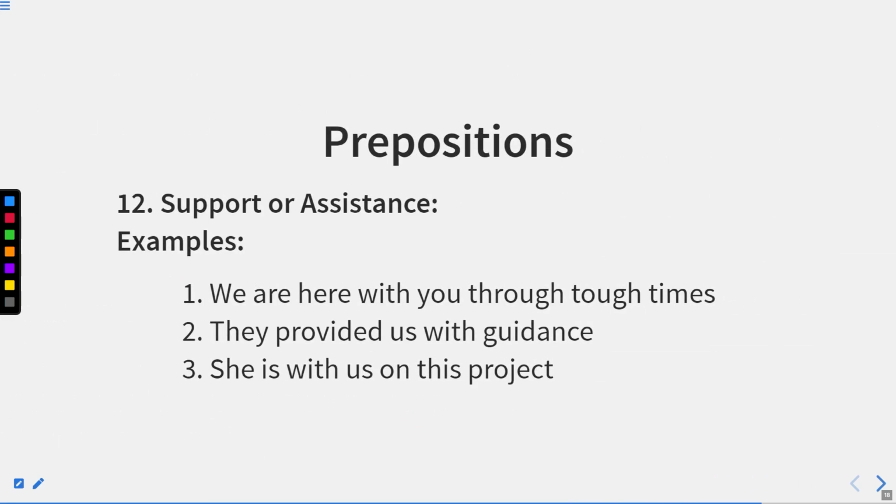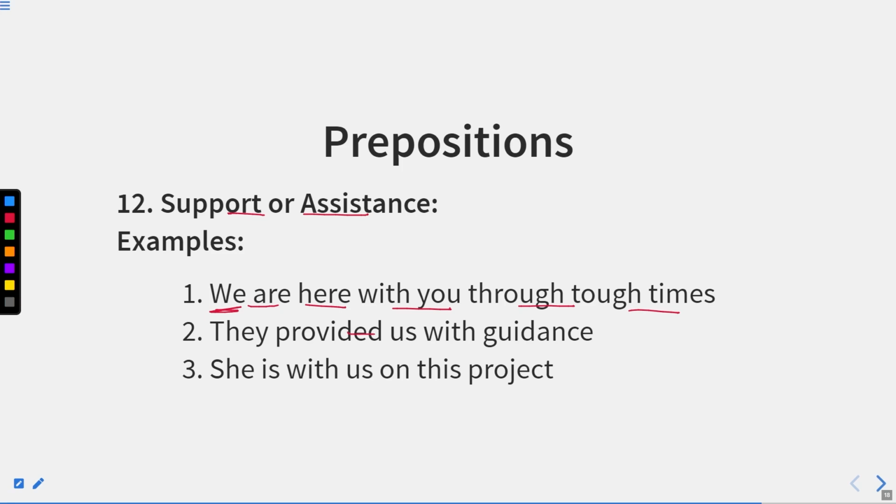Now, to show support or assistance, again, we can use the preposition with. How? We are here with you through tough times. It means we are standing with you in all these tough times. It means if you have this tough time, we are there to support you. To show the support, we can use preposition with.